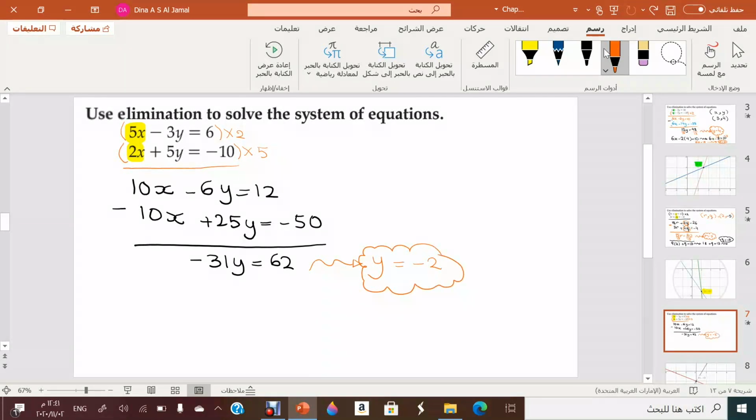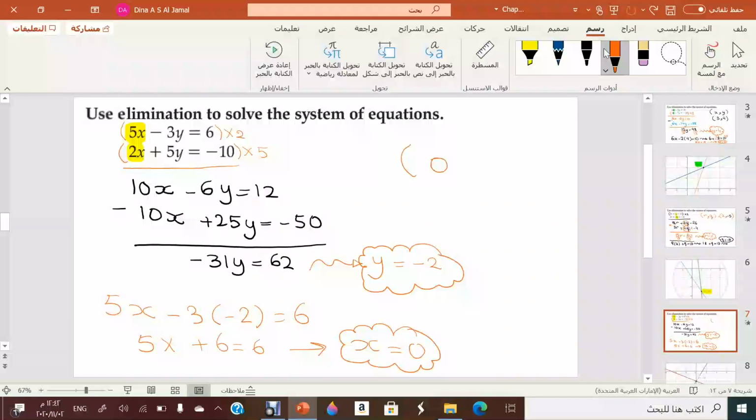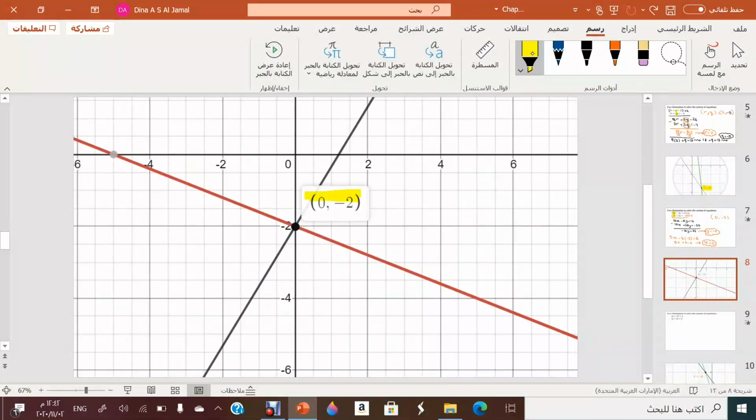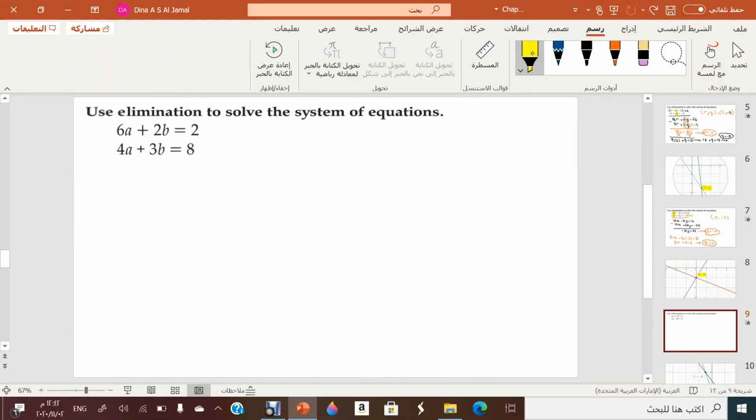Now, substitute. You will be having 5x minus 3 minus 2. I'm substituting in the first one equal 6. That means 5x plus 6 equal to 6. That means your x will be 0 after solving this equation. So it will be 0 and minus 2. And this is your graph. Now let's go to our last question.